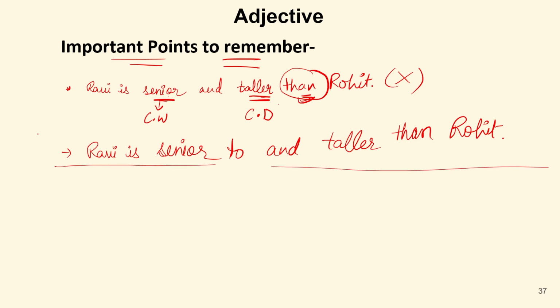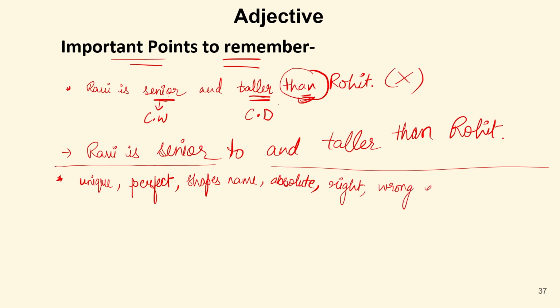Again, the next point that is very important to remember is that whenever we are using words like unique, perfect, any shape's name, for example round, spherical, square, rectangular, triangular, and so on, any shape's name, or some word like absolute, right, wrong, etc. Words which are complete in itself, with some more or less of it, will not be the word like that, or it will be meaningless.